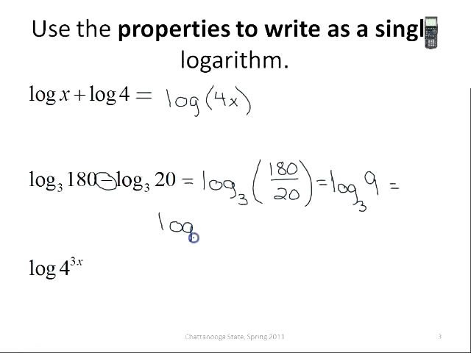Well, I think I can go a little bit further with that because 9 is 3 squared. So my answer here is just going to be the 2. I don't think you're going to get that from looking at the problem in its original form. But when you go through all the steps here, you see that it does simplify down to just a 2.